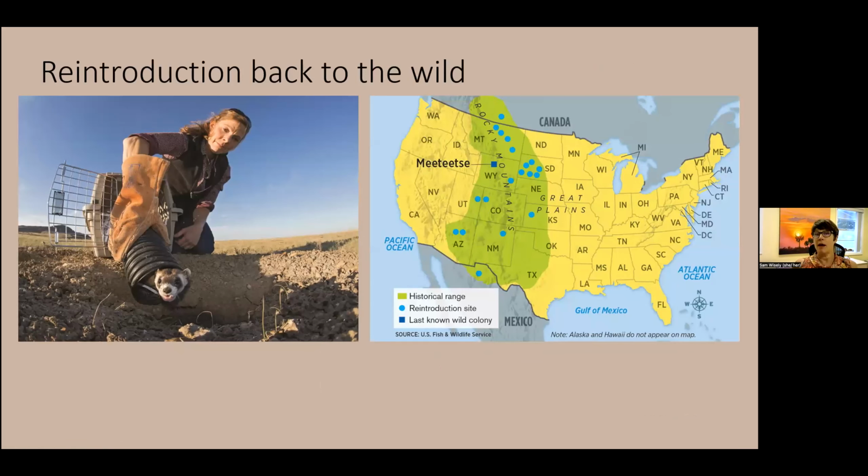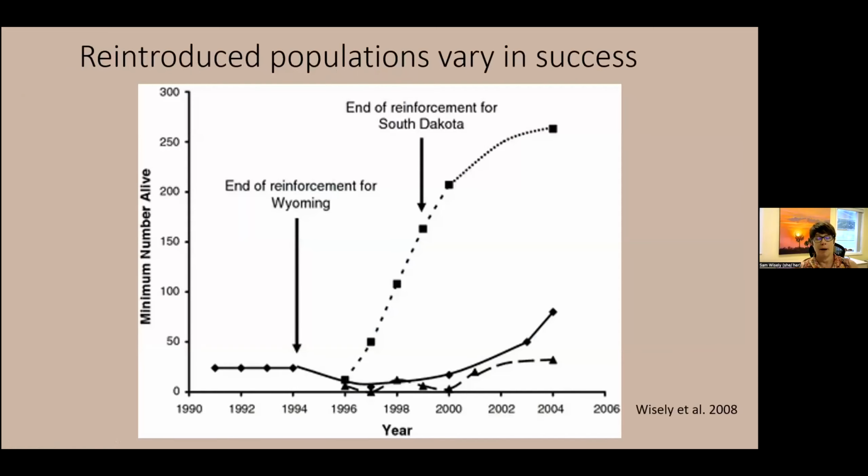And so in some aspects, this is a real success story, because if you look at the historic distribution of black-footed ferrets, we can see that they've been reintroduced across a vast portion of that historic range, all the way from Canada down into Mexico. But this isn't the whole story. Not all populations are equally successful. And let me just show you a little bit of these data.